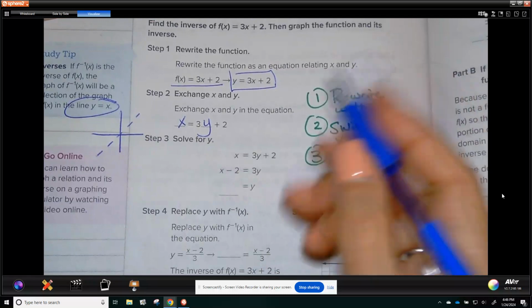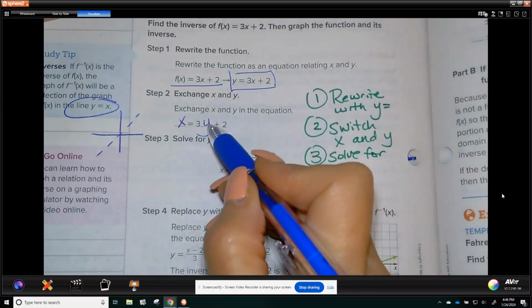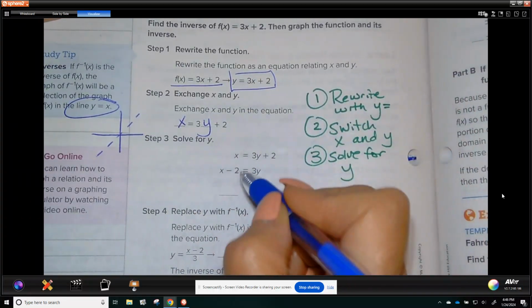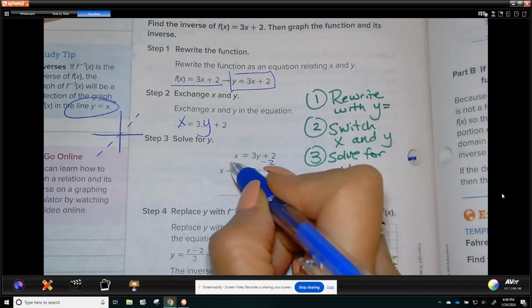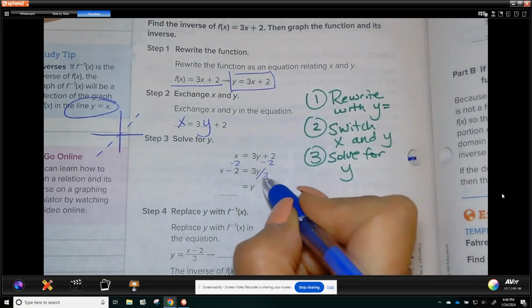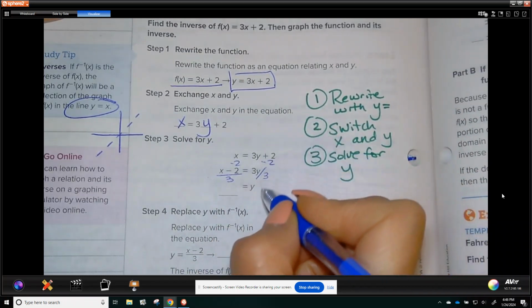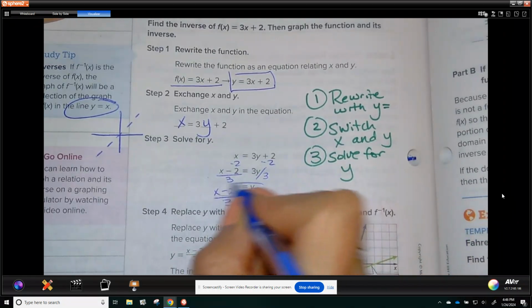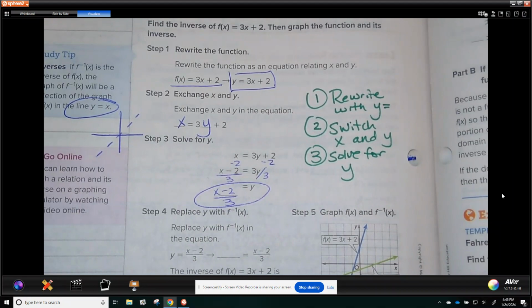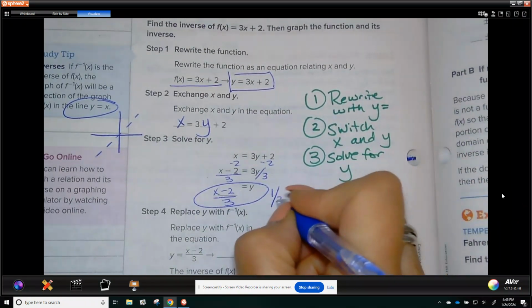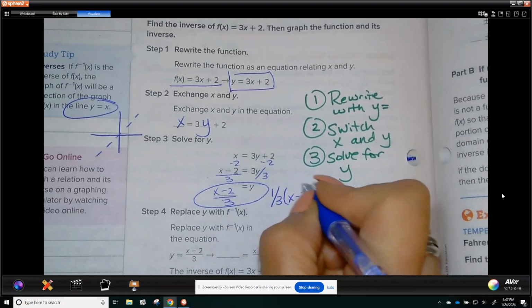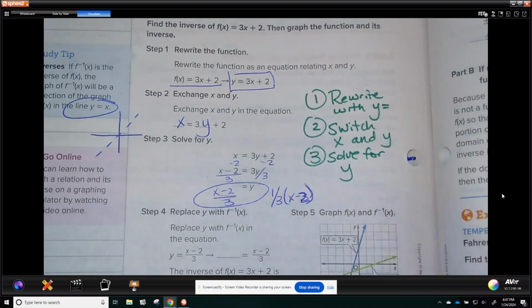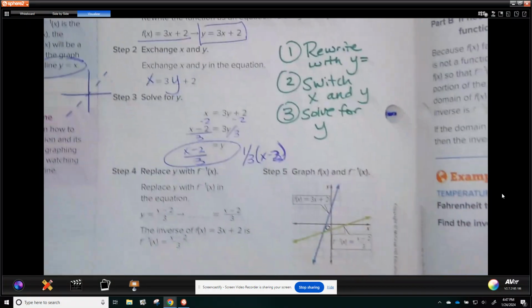Okay? So now I'm going to solve for y. I'm going to subtract 2, which they did, minus 2, and then divide by 3. So my new y is x minus 2 over 3. Which is 1/3 times x minus 2. That's the same thing, same function.